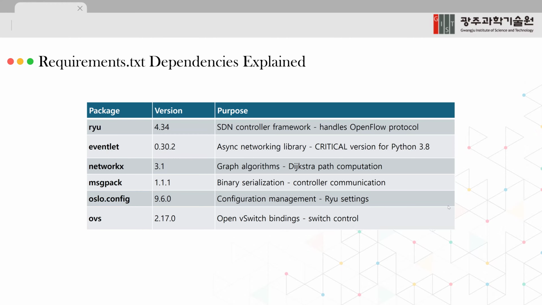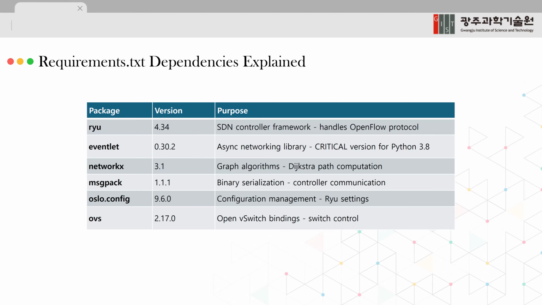Now let's take a closer look at the Python packages installed inside the container. We have 6 core dependencies that are essential for the lab to function. First is Ryu, and second is Eventlet, an asynchronous networking library. This specific version enables Ryu to handle potentially thousands of OpenFlow messages concurrently.